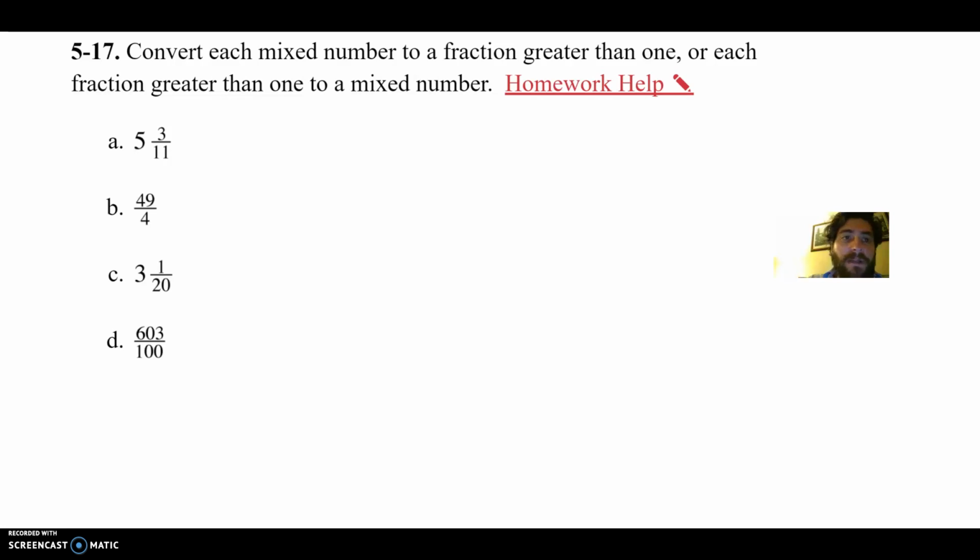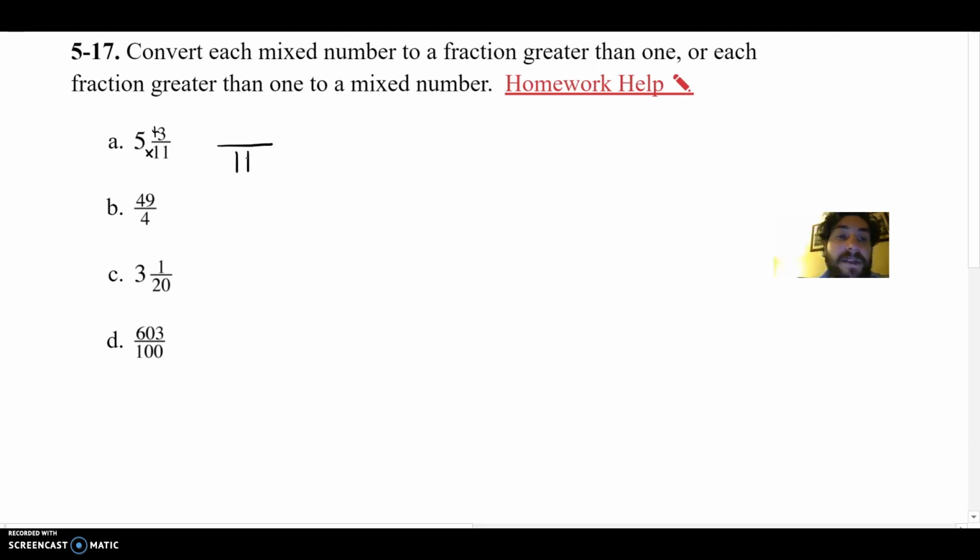So I'm not going to get too much into why it works, but this is just how to do it. If you have a mixed number, I'm going to take the whole number and multiply it by 11. And then after that, I'm going to add the 3 to it. So what that looks like, I'm wondering how many 11ths is this total. So I know my denominator is going to stay 11.